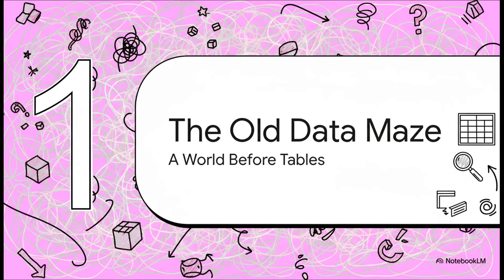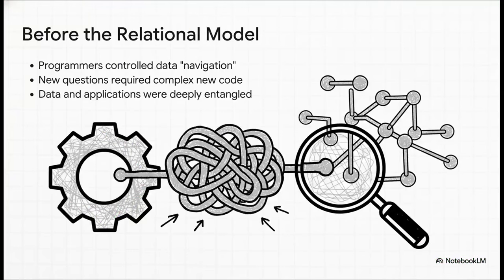So yeah, let's step back in time for a second into what I like to call the old data maze. Before this big revolution we're about to talk about, data was basically trapped. It wasn't like a library you could just browse through. It was this complex labyrinth where really only the original programmer knew the secret pathways. Think about it this way. The data itself and the programs that needed to use it were basically welded together.